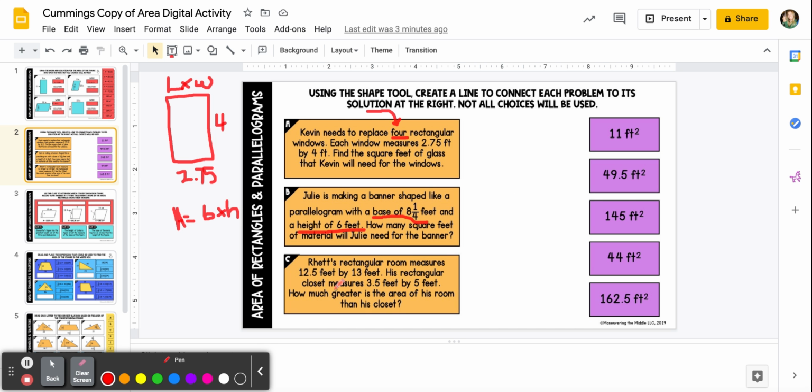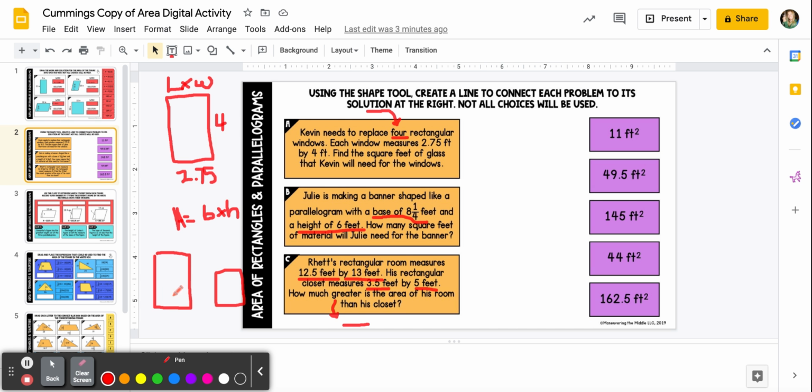The last one says Rhett's rectangular room measures 12.5 feet by 13 feet. His rectangular closet is 3.5 feet by 5 feet. How much greater is the area of his room? When you see how much greater, you know you're going to have to subtract at the end. So first we have to do the area of the room and then the area of the closet.